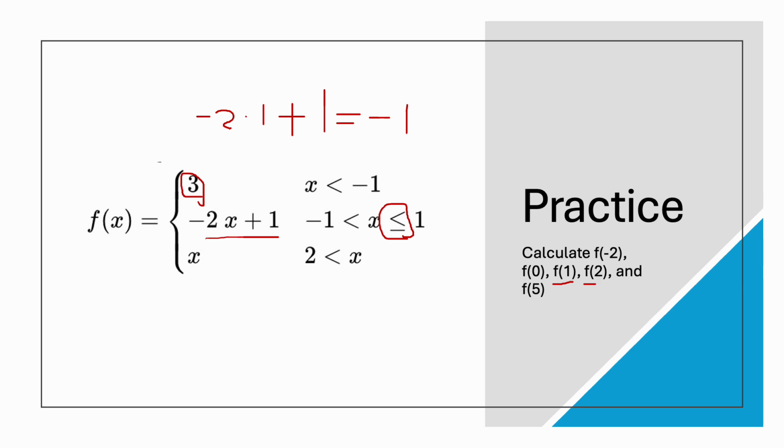Okay. F of 2: is 2 less than -1? No. Is 2 in between -1 and 1? No. Is 2 greater than 2? No. So none of these work. So f of 2 is going to be DNE because it fits in none of the domains, because we are not including 2 in this last domain. Finally, f of 5. Is 5 less than -1? No. Is 5 in between -1 and 1? No. Is 5 greater than 2? Yes. So the function's going to be x, so f of 5 is equal to 5.